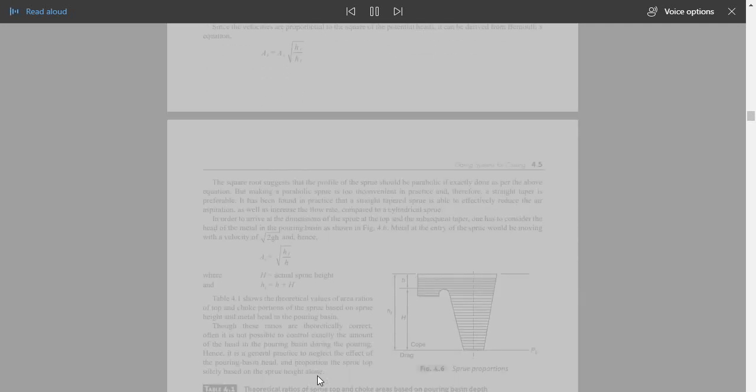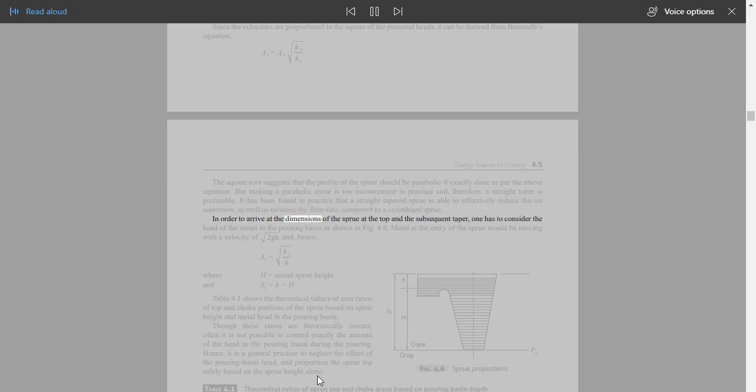Since the velocities are proportional to the square root of the potential heads, as can be derived from Bernoulli's equation, A_T/A_C equals square root of H_C/H_T. Gating systems for casting 4.5. The square root suggests that the profile of the sprue should be parabolic if done exactly as per the above equation. But making a parabolic sprue is too inconvenient in practice, and therefore, a straight taper is preferable. It has been found in practice that a straight tapered sprue is able to effectively reduce the air aspiration, as well as increase the flow rate, compared to a cylindrical sprue.